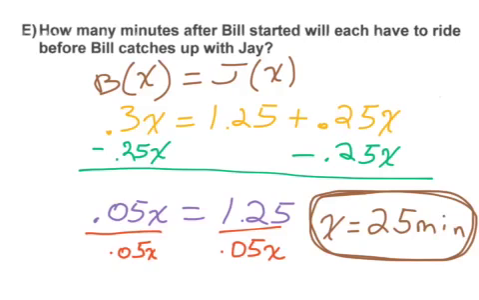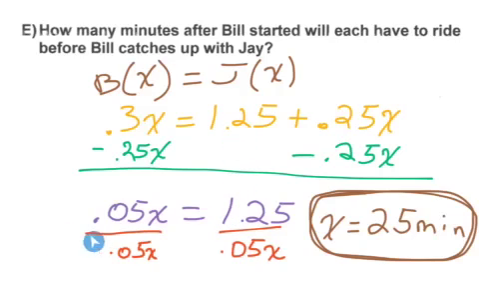Or, I keep saying that backwards, I'm tired. Okay, so how many minutes after Bill started will each have to ride before Bill catches up with Jay? In math, we're saying the function b of x equals j of x. Then we would rewrite what we have discovered, 0.3x equals 1.25 plus the 0.25x. All of this is just coming straight from above. And again, in this case, it's easier to just combine the like terms by subtracting 0.25x on both sides. That gives us 0.05x is equal to 1.25.